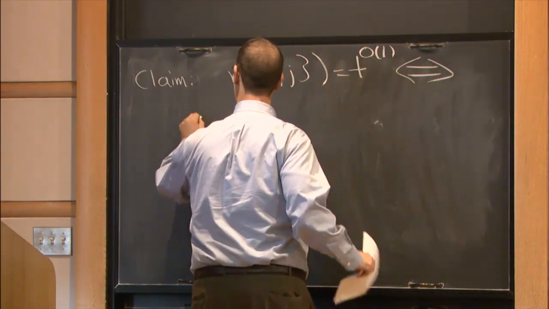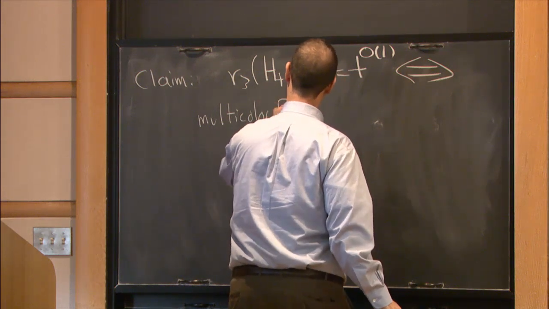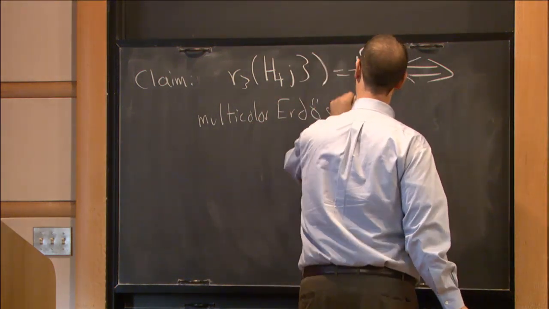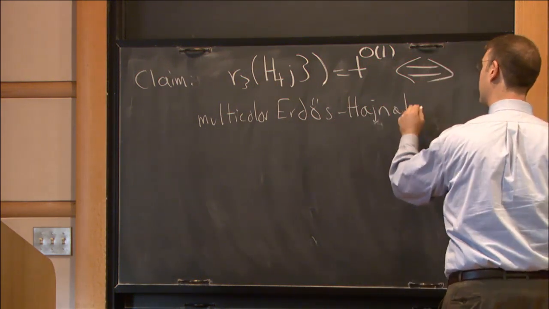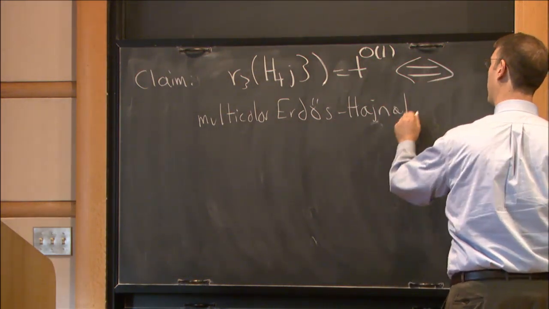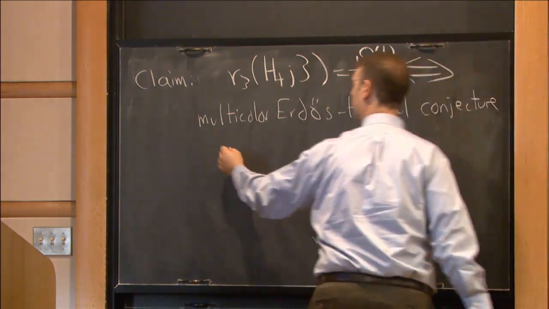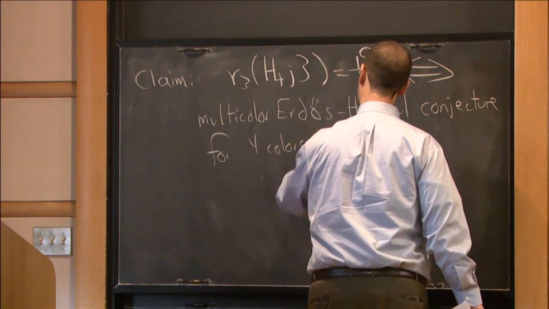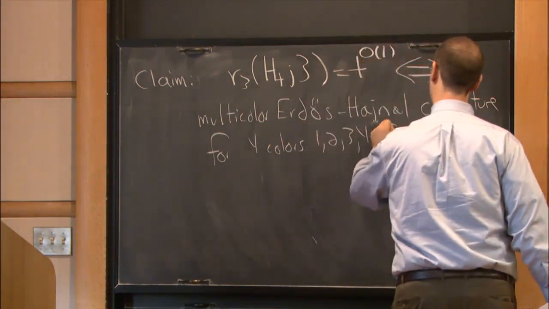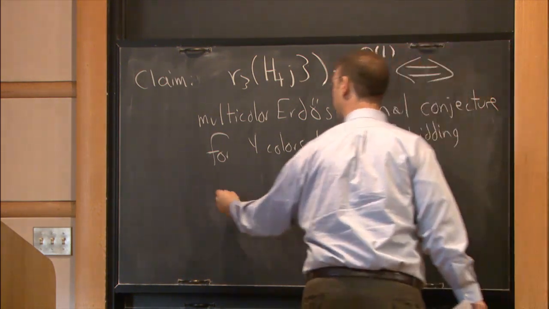Erdős-Hajnal conjecture. The Erdős-Hajnal conjecture is a famous conjecture in graph Ramsey theory. So it's about graphs, and there's a multicolor generalization for 4 colors, 1, 2, 3, 4, forbidding a 1, 2, 3 triangle.